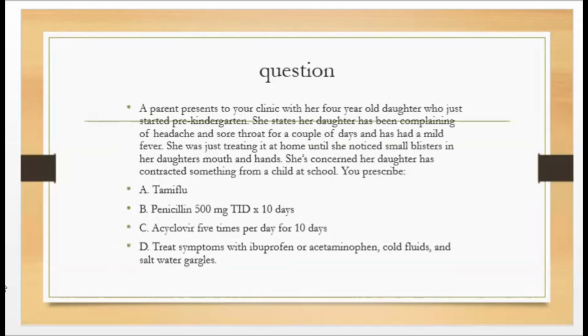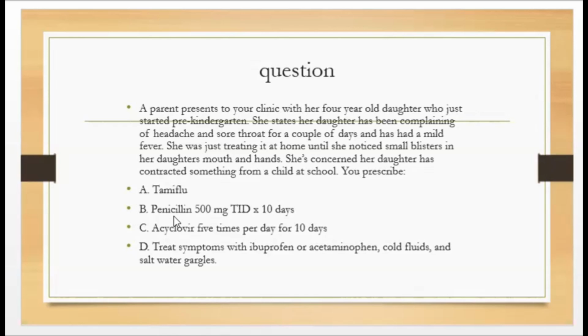Okay. A patient presents to your office or clinic with her 4-year-old daughter who just started pre-kindergarten. She said that her daughter has been complaining of headache and sore throat for a couple of days and has had a mild fever. She was treating it at home until she noticed some blisters. Pay attention, FNP. The blisters are in her hands and mouth. She is concerned that her daughter has contracted something from a child at school. So what do you prescribe?